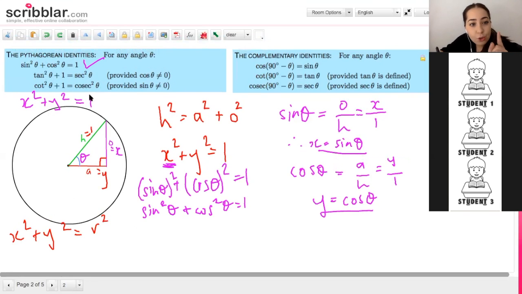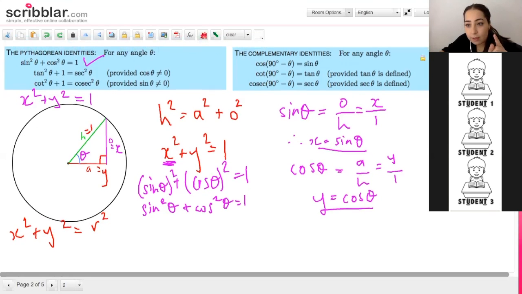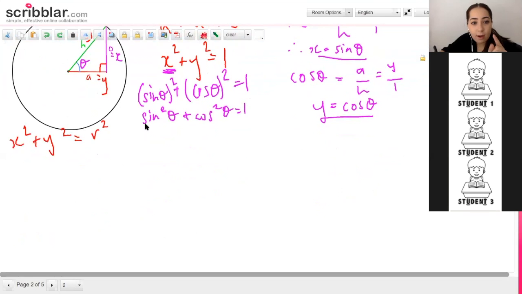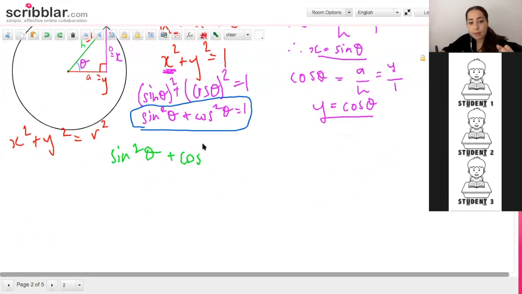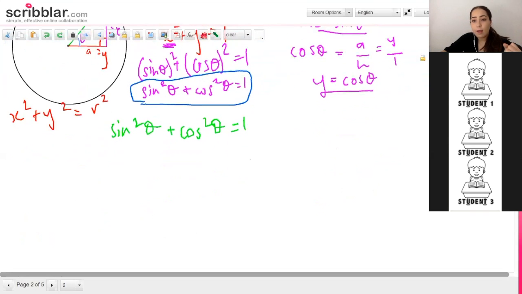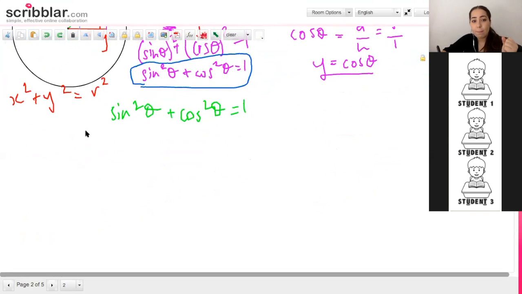Now the remaining 2 basically come from this one. If you know this one, you know everything else. So I'll show you how you can derive the other ones. From this, I can choose to divide each term by sine squared theta. So I'm going to write it again here: sine squared theta plus cos squared theta equals 1. I just choose to divide each term by sine squared theta just because I can.